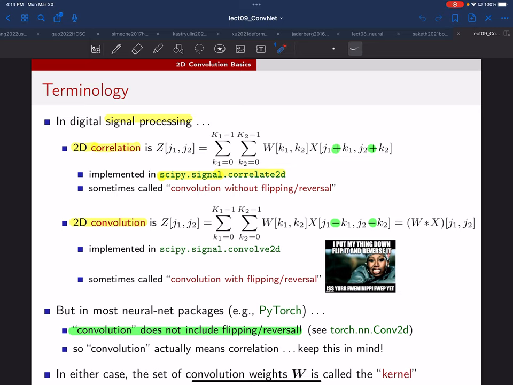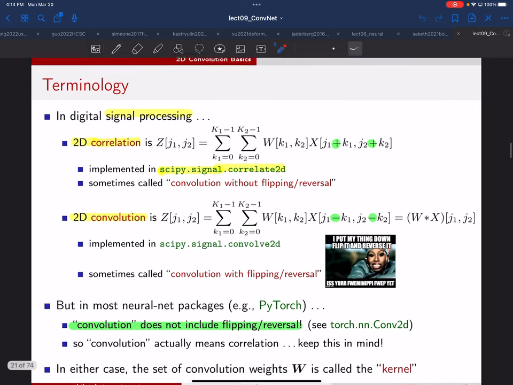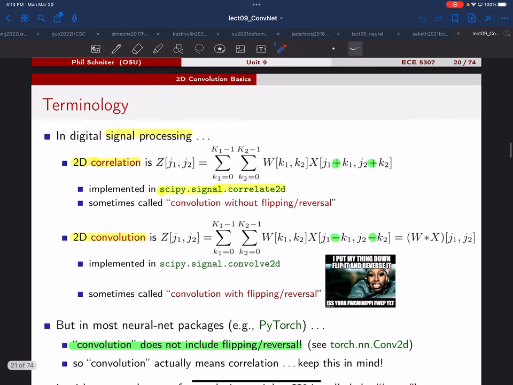What we're going to do in our neural networks is correlation, but for some reason, in the machine learning literature, they all call it convolution. Even though it's called convolution, it's really this operation here. And you have to be aware that if you go to the signal processing toolbox in SciPy and you do correlate2d, you're going to get this. But if you do convolve2d, you're going to get this other operation with the flipped and reversed image.